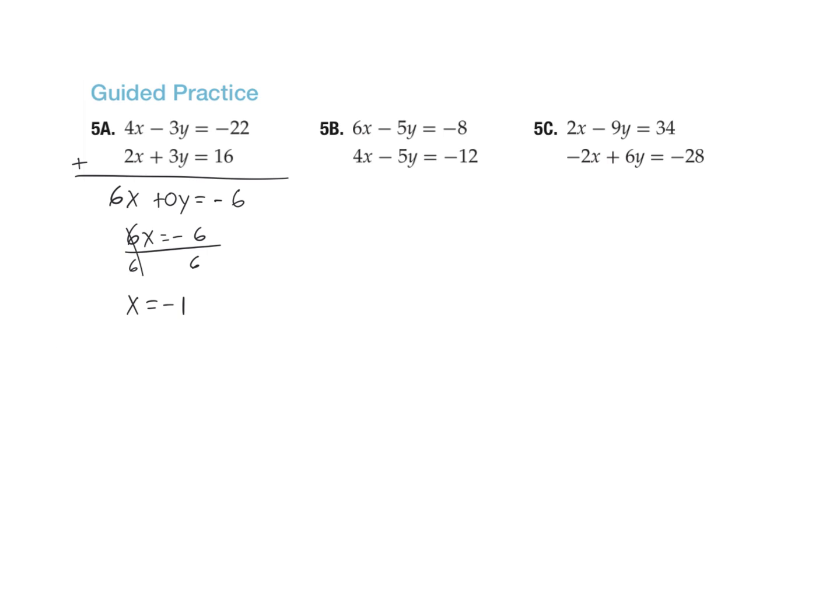I'm going to plug it into 2 times negative 1 plus 3y equals 16. This will be negative 2 plus 3y equals 16. I'll add the 2 to get 3y is equal to 18.